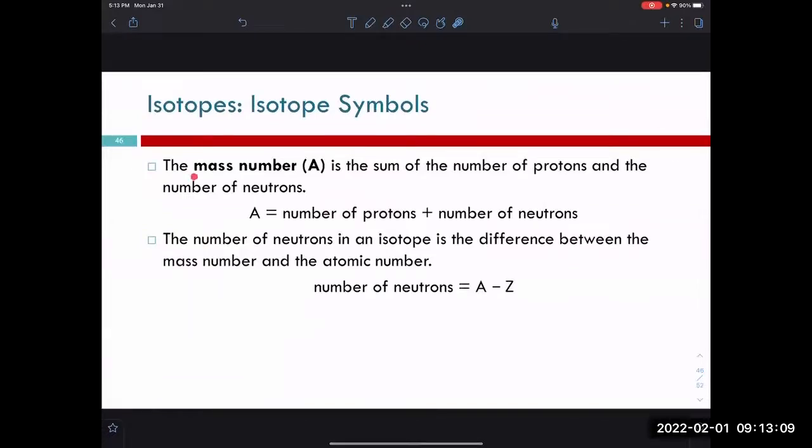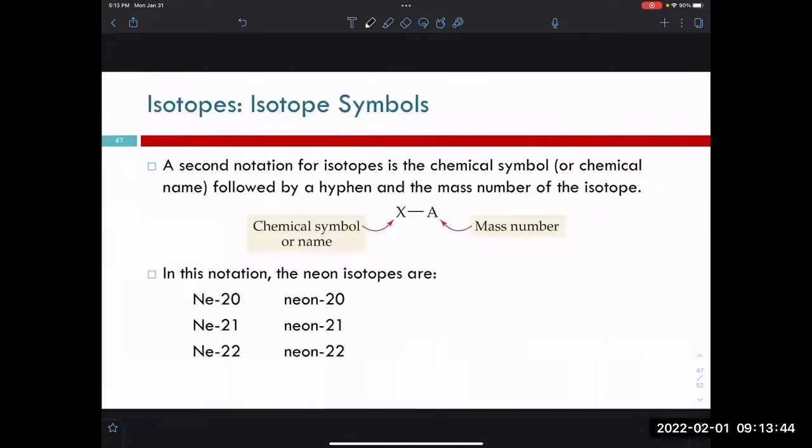So we use A as the mass number, not to be confused with the atomic number, easy as that may be. That's the sum of the protons and the number of neutrons. So A is the number of protons plus the number of neutrons. So then the difference, meaning subtraction, between the mass number and the atomic number is the number of neutrons. True for any isotope.